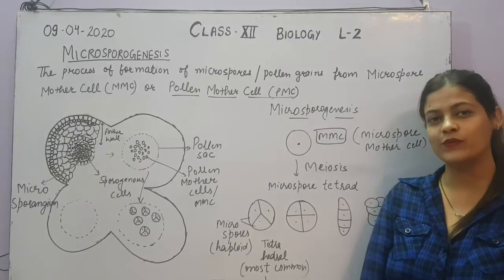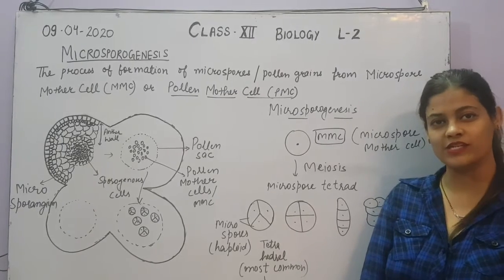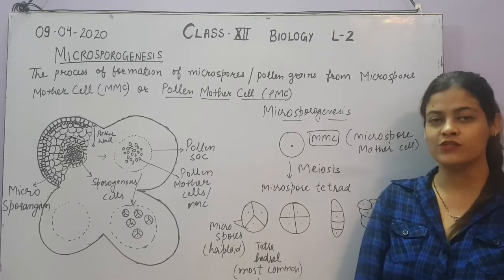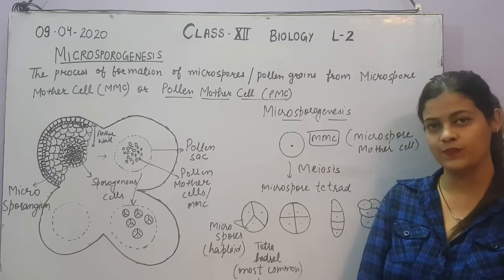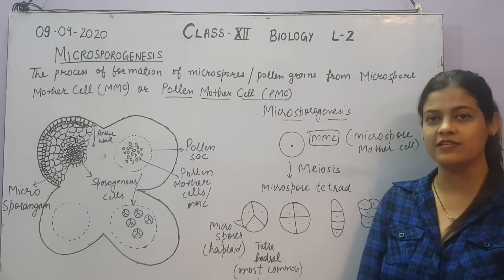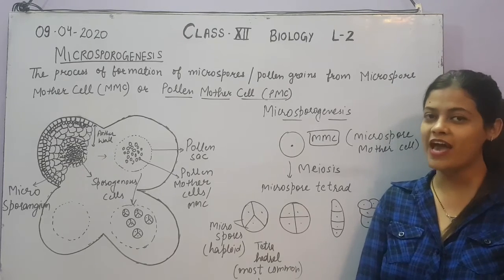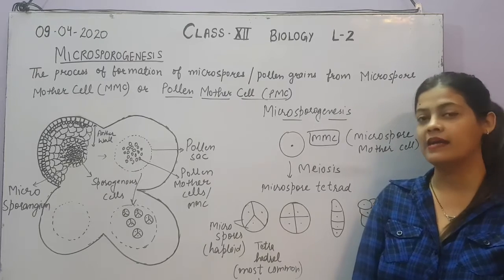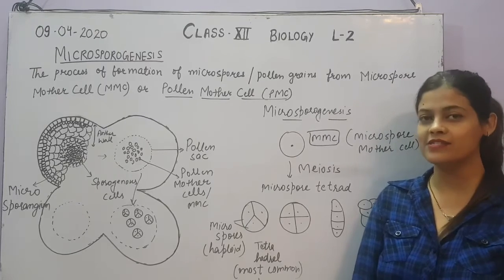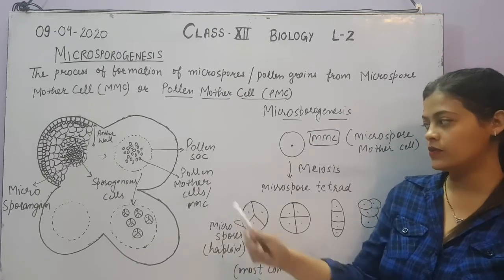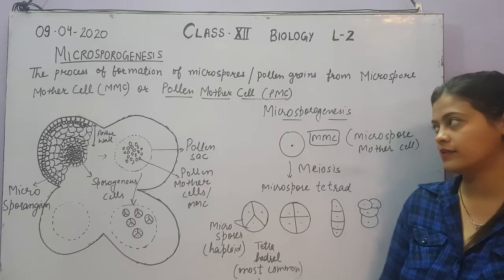So let's start with today's class of class 12 biology. We have started with lesson 2, sexual reproduction in flowering plants. And yesterday we started with a pre-fertilization event in which we studied the male reproductive part. In that we studied the internal structure of anther. So let's continue with the topic.